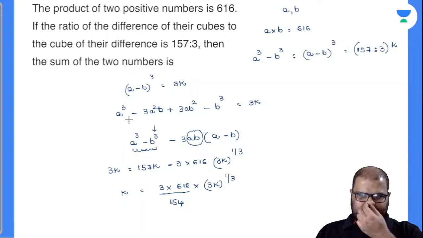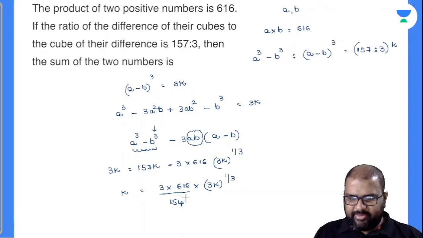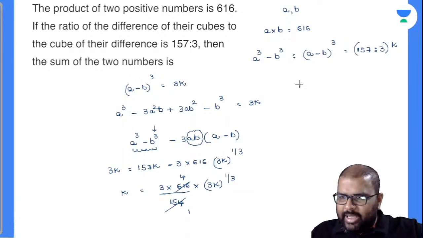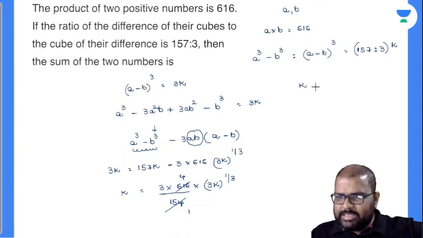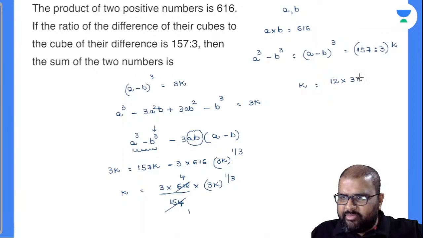616, 3 into 616. How shall we calculate there? Yes, 154 into 4 is nothing but 616. So 12k. So automatically, can I write down k is equal to, I'll write down the value there. K is equal to 3 into 4, 12 into 3k whole to the power of 1 by 3.